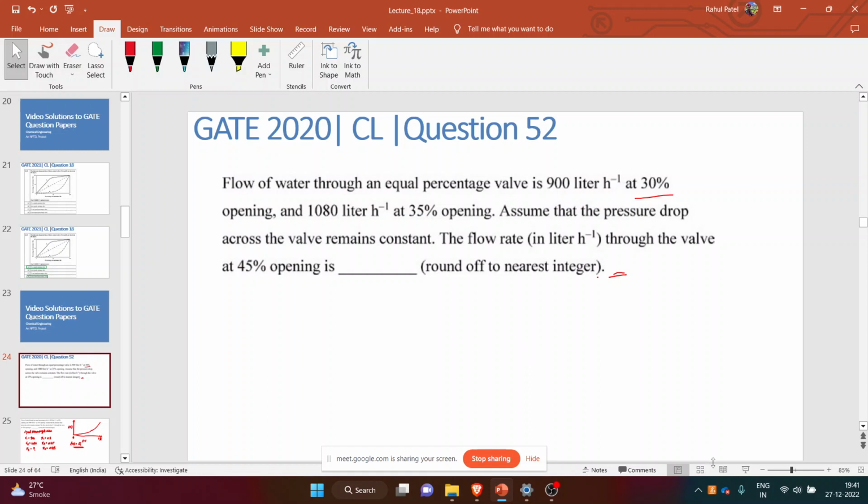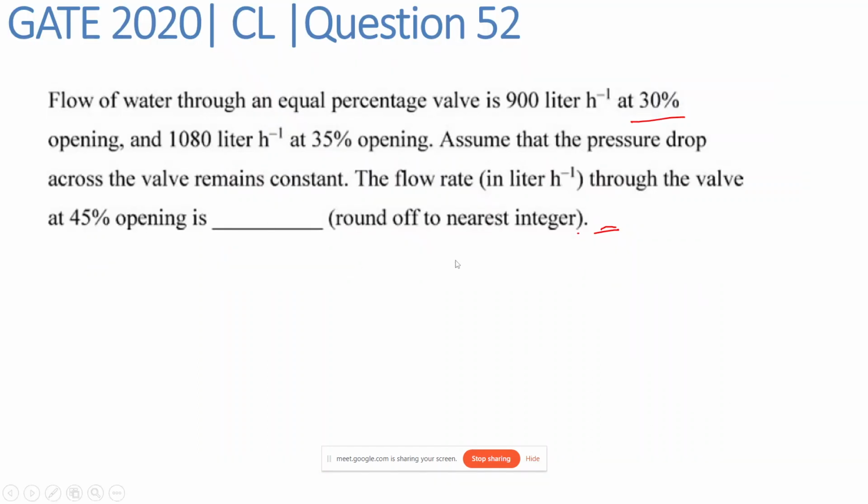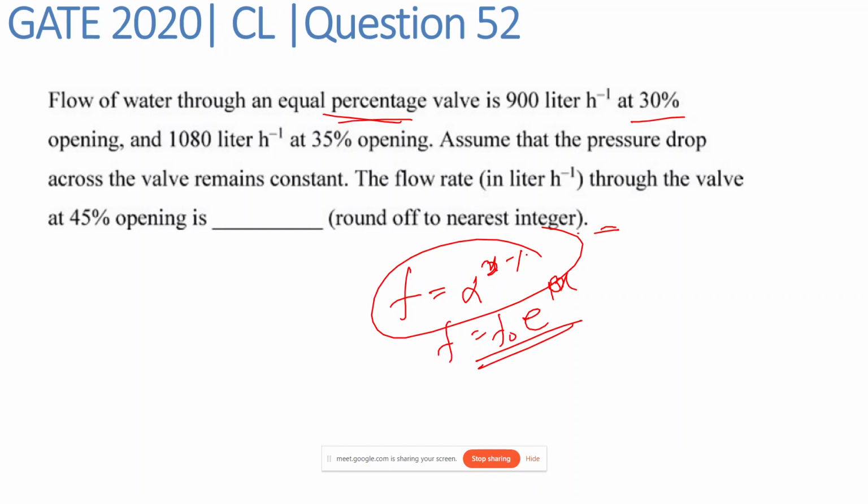So in this question, we looked at how to use this correlation. We were given an equal percentage valve. We used this correlation, that is F is equal to alpha raised to x minus 1. Basically, this comes from the correlation F is equal to F naught e raised to beta x. From this, we get this correlation, and we use this equation to find the flow rate at any given valve opening. So for any given x, we can find the value of flow rate once we have this alpha. In order to find the value of alpha, we were given these two different scenarios, this first and second.